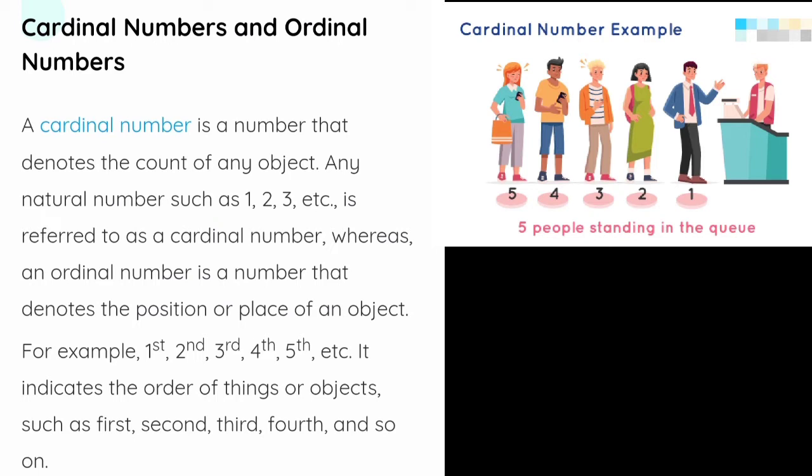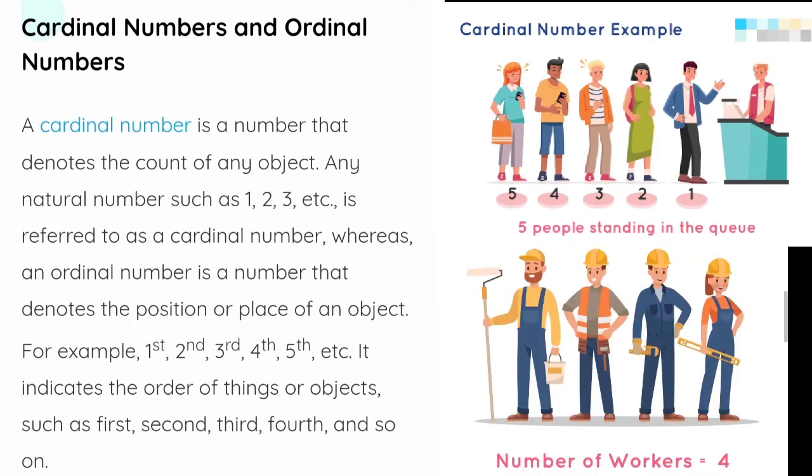A cardinal number is a number that denotes the count of any object. Any natural number such as 1, 2, 3 is referred to as a cardinal number. So what is meant by cardinal number? Cardinal number means naturally we'll start counting from 1 to infinity. Based on how many things exist, we start the counting. If you see the pictures on the right side, there is a cardinal number example.